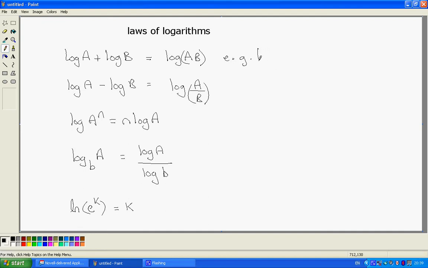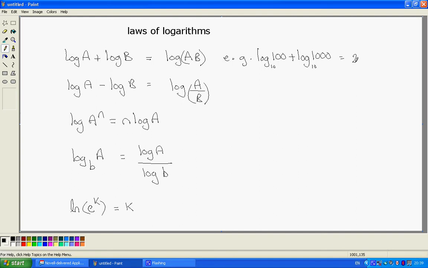Say we have log base 10 of 100 plus log base 10 of 1000. Well, log base 10 of 100 is the power of 10 that gives us 100. Well, 10 times 10 gives us 100, two tens multiplied together. So the power of 10 that gives us 100 is 2.